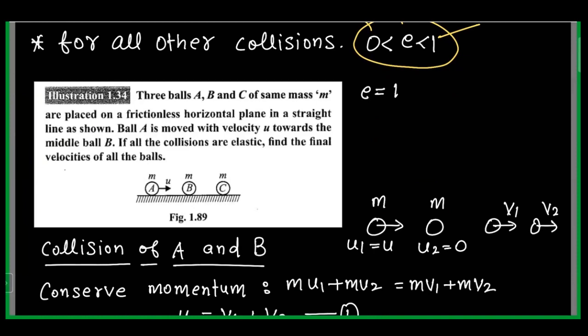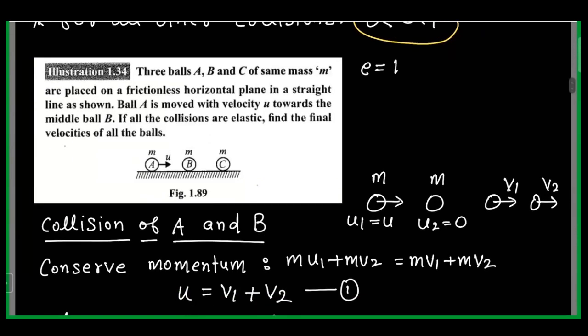I want to explain some of the problems so that you actually get a feeling of how to solve the problems of collision. So let's do it. You have three bodies, A, B, and C. All of these three have the same mass.